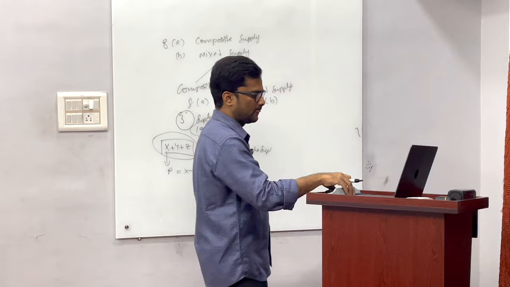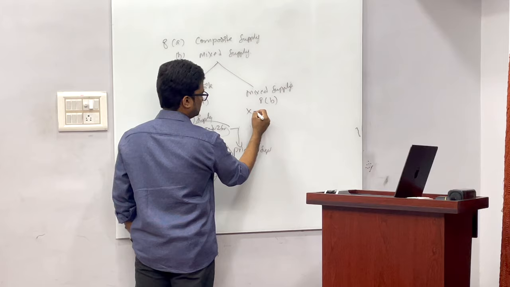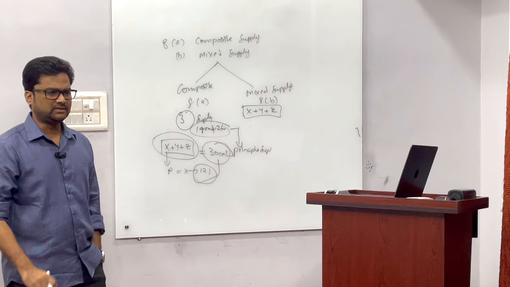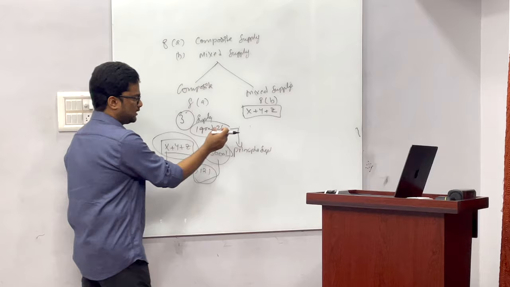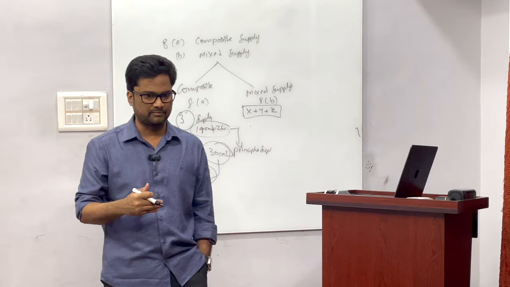Now we will see what is a mixed supply. In mixed supply, what happens is, there will be a bundle again, X, Y plus Z. In the case of mixed supply, which is other than composite supply, here also there will be a bundle. What does it mean? This bundle is not a composite supply. So, whenever there are two or more supplies and it is not a composite supply, it will become a mixed supply.